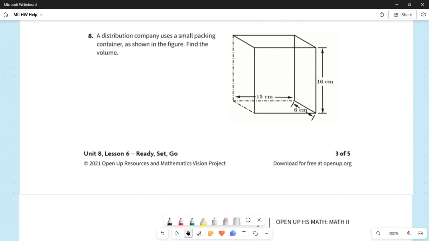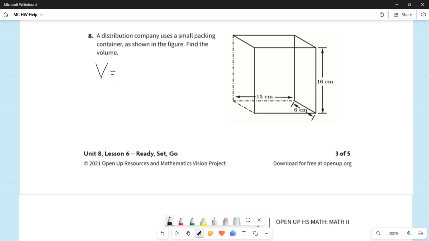Next assigned question was number 8. Question 8 says, a distribution company uses a small packing container as shown in the figure. Find the volume. So we have a packing container with a bunch of dimensions here. This is a rectangular prism, and we want to find the volume.